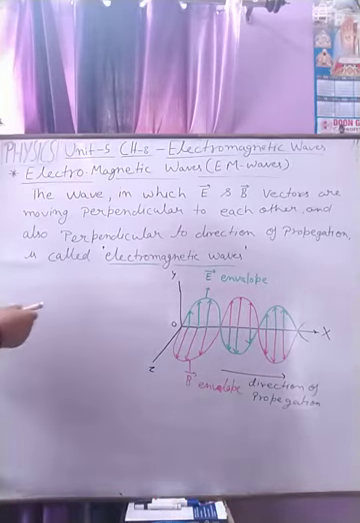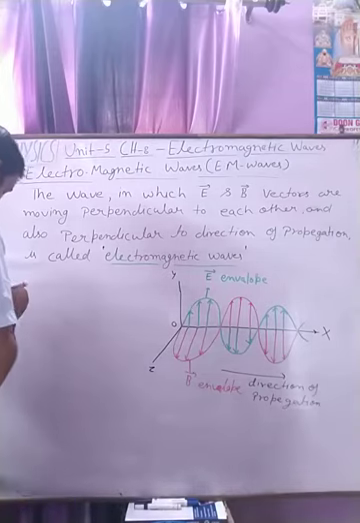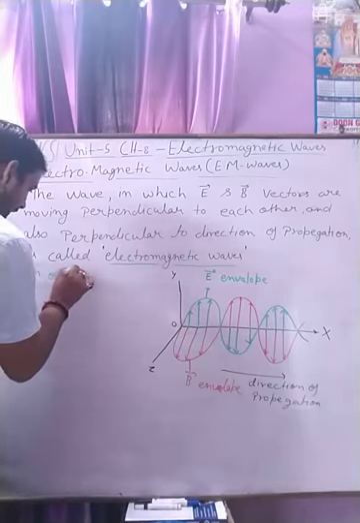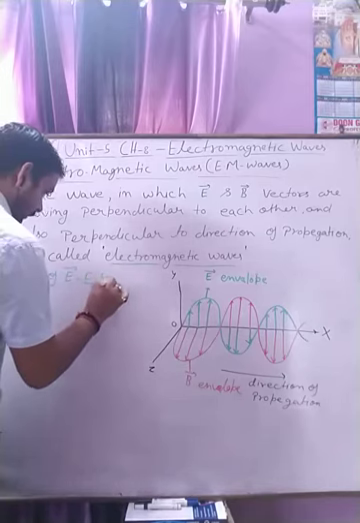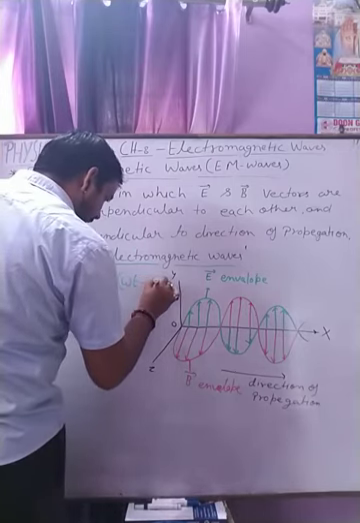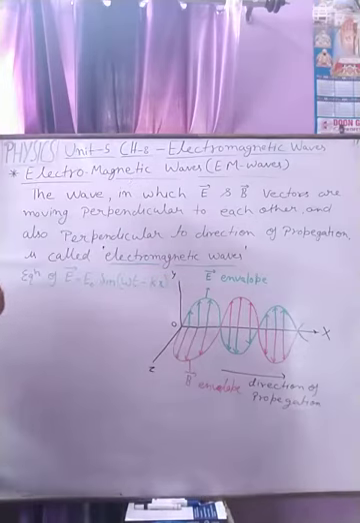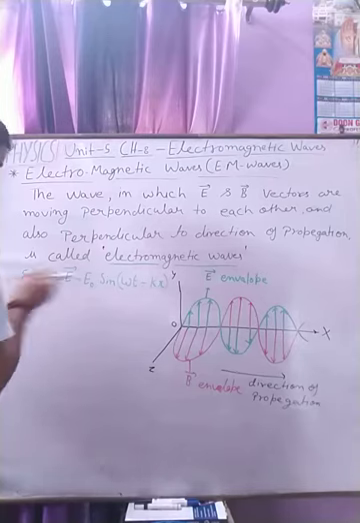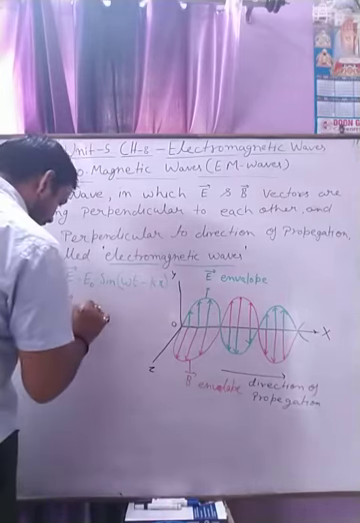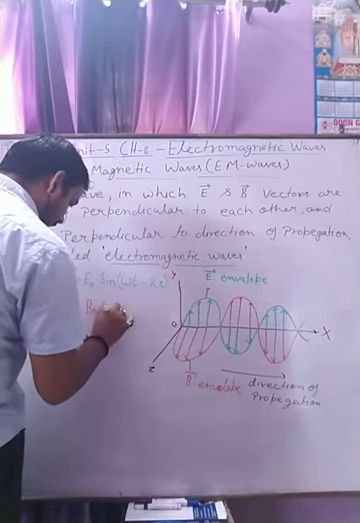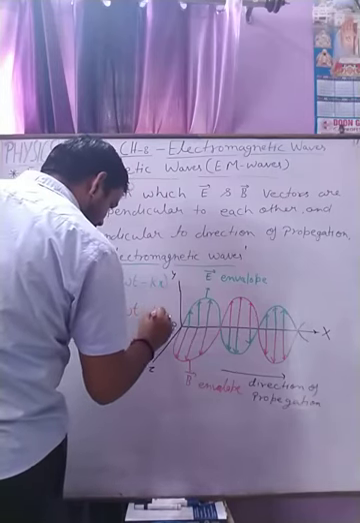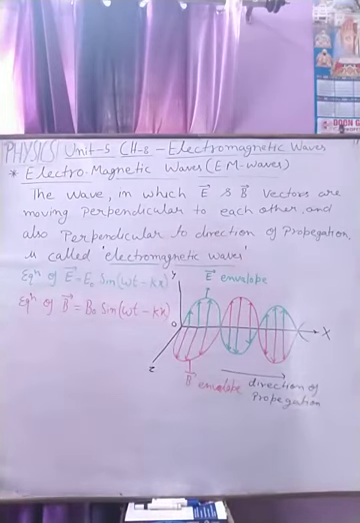Okay, the equations of magnetic and electric field are given as follows. The equation of electric field is E naught sine omega t minus kx, and the equation of magnetic field is B naught sine omega t minus kx. These are the equations of electric field and magnetic field.